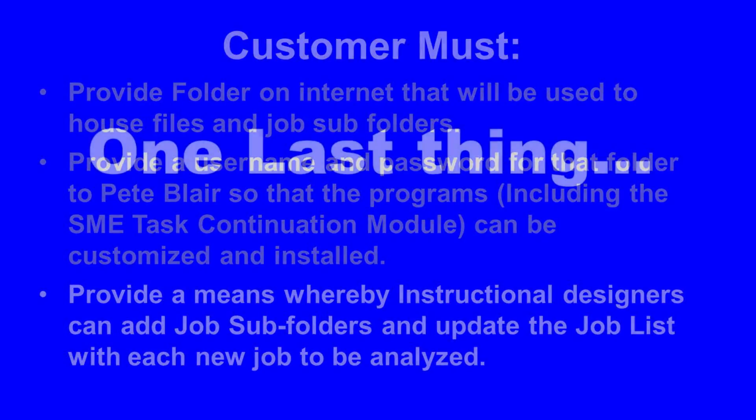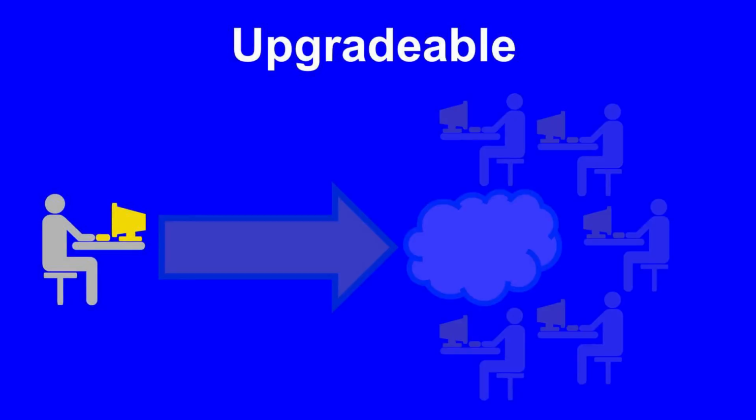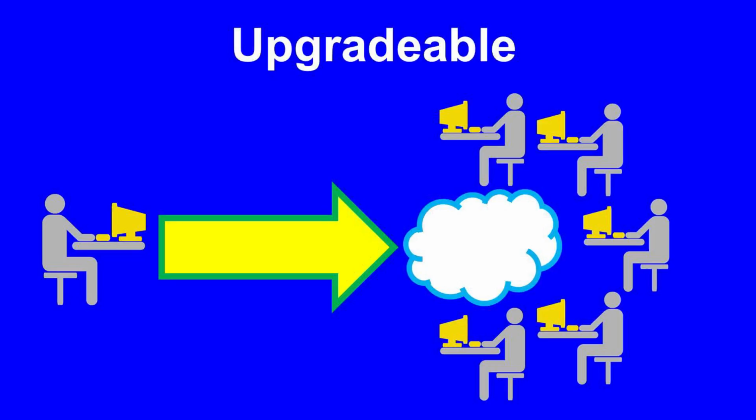Oh, one last thing. It's upgradable. If and when your company wants to upgrade from the single user to the web enterprise version, it involves setting up the FTP folder on the web, transferring the job list and job folders to that folder, uninstalling the single user version, and installing the web enterprise version.